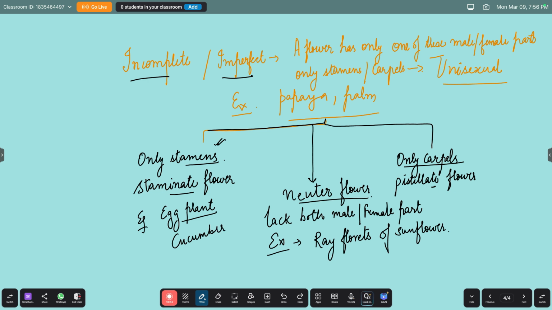The staminate ones are the ones which contain only the stamens and produce pollen but no female part. So often they are found monoecious or dioecious, meaning one part is present here. If we remember the examples, they are cucumber and egg plant. Same if we talk about the pistillate flowers. In which are pistillate flowers present?